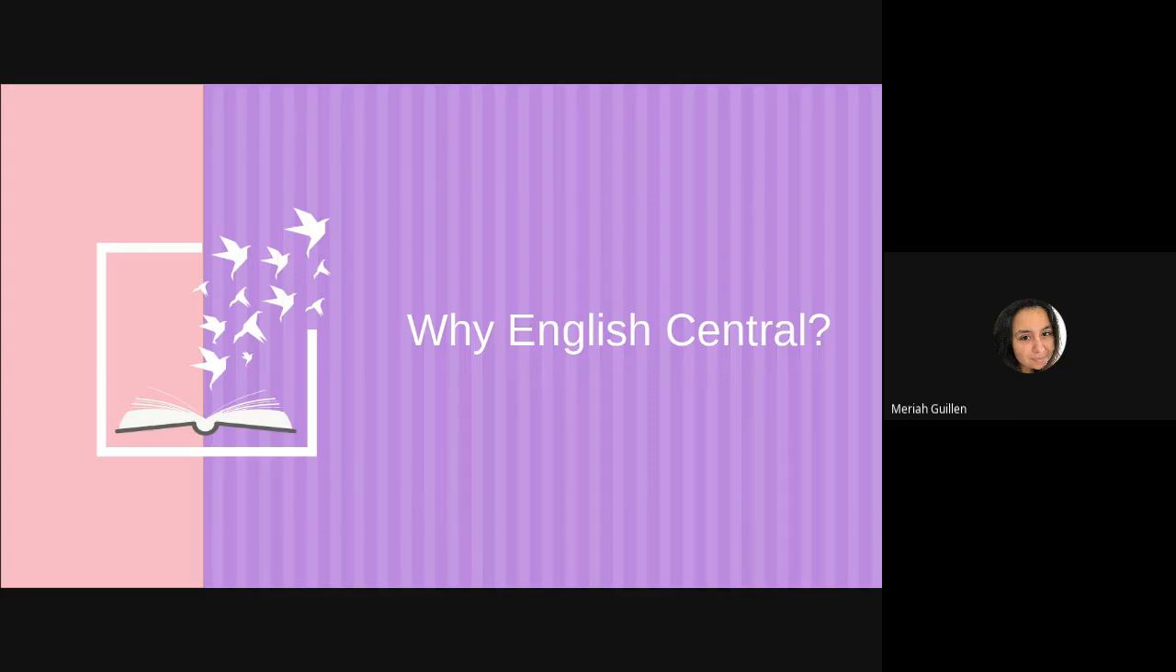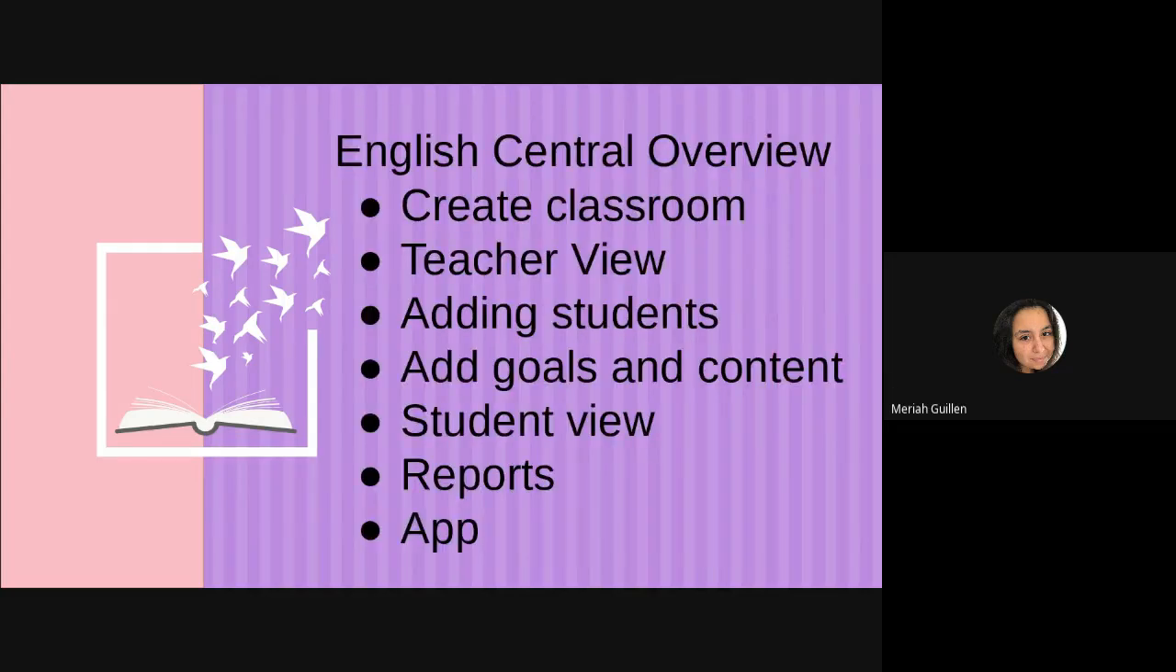So what we're going to go over today in English Central is how to create a classroom. We're going to talk about the teacher's view. We're going to talk about adding students. We're going to talk about making goals and adding content. And then I'm going to turn around and show you the student view. How are the students going to see this? What are they able to do? What are they not able to do? How can you monitor that? And that's going to be in our reports.